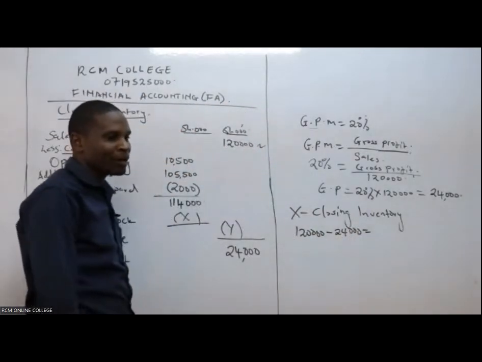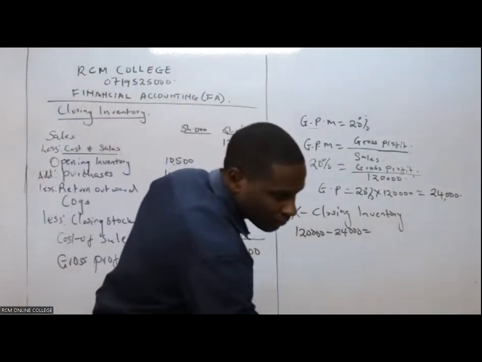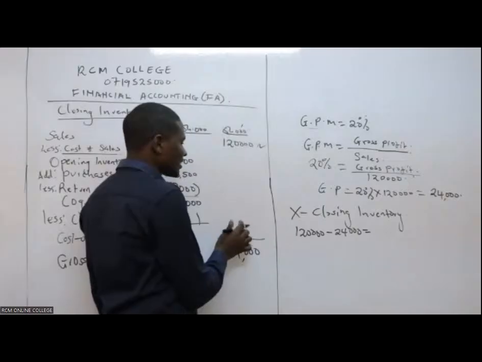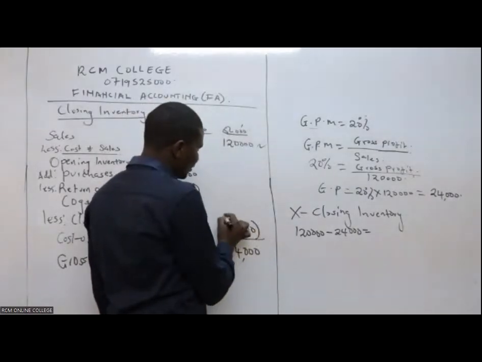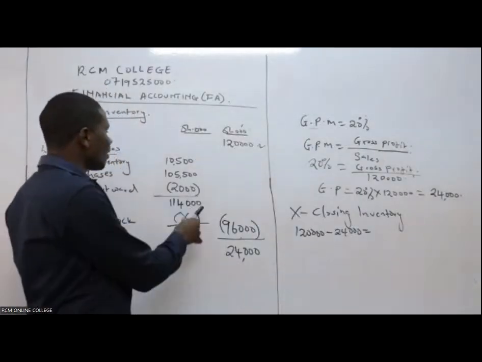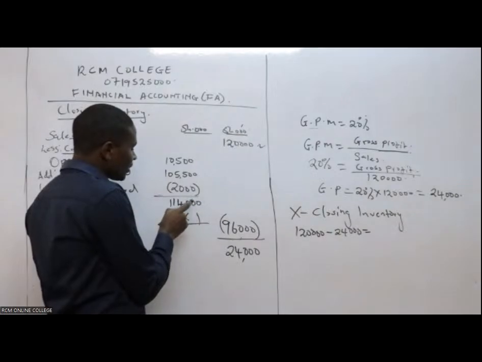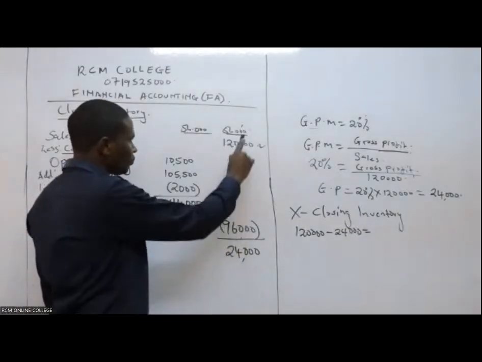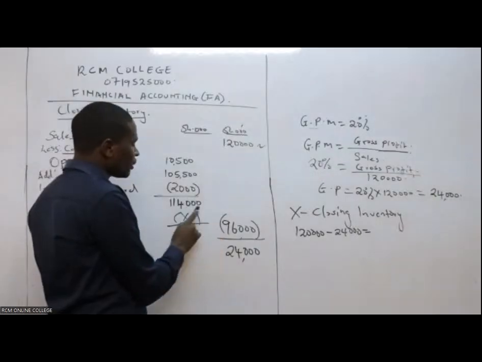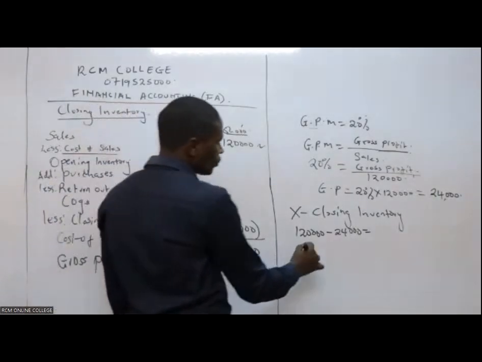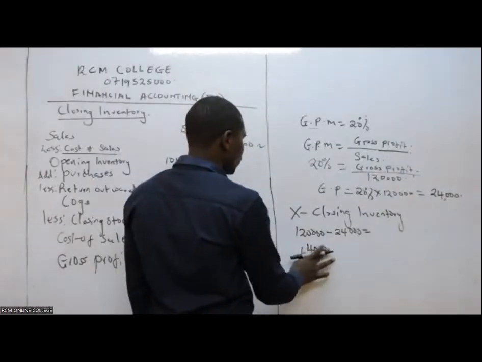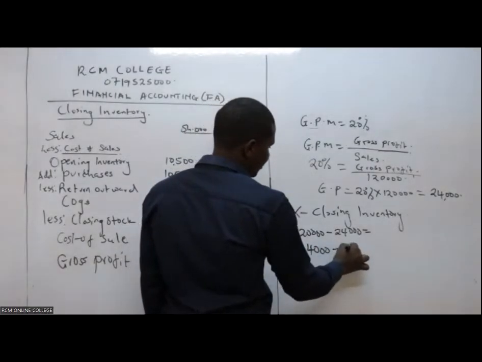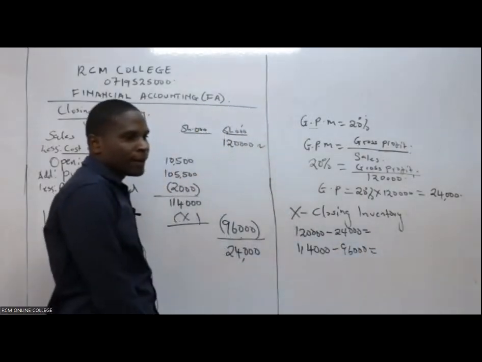How much are you getting? 96,000. So my Y there is 96,000. Who can now get us the closing stock? It is easy: 140 minus this, you get this. Remember, these brackets show that we are subtracting the cost of sale. So it is 114,000 minus 96,000. It will give us X.